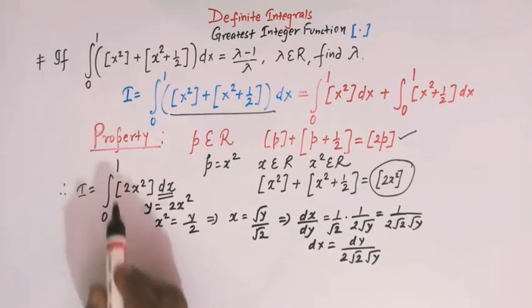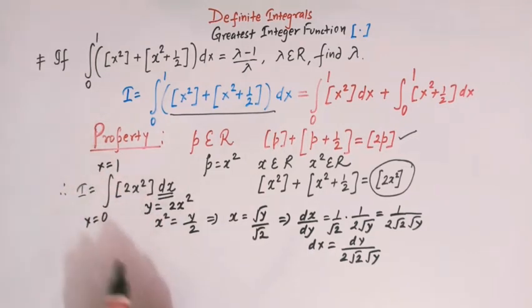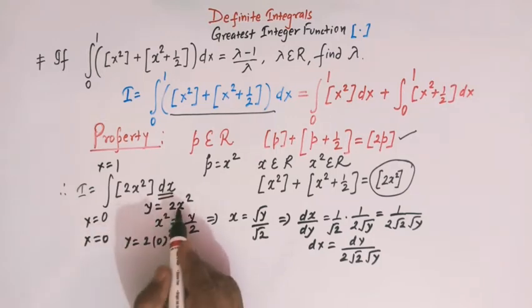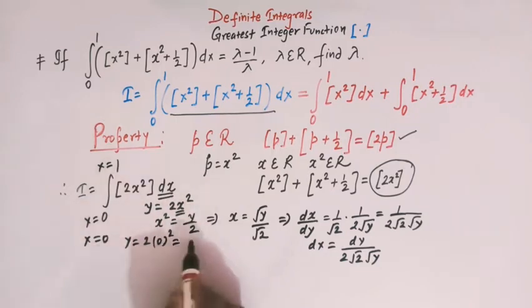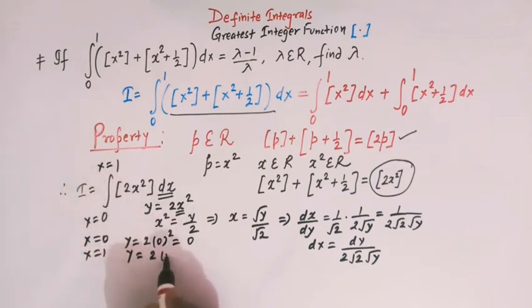Okay. So now see here x varies from 0 to 1. So let us change the limits accordingly. So when x is 0, y is equal to 2 times of 0 square, that is, y is 0. When x is 1, then y is 2 times of 1 square, that is 2.